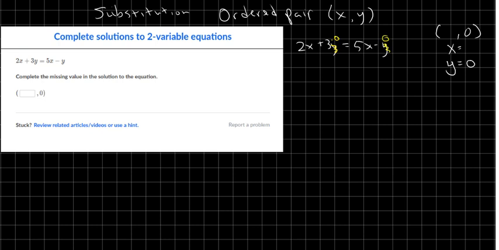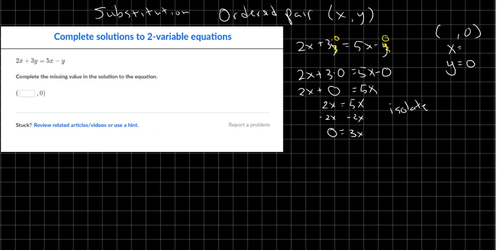Okay, so let me rewrite that. 2x plus 3 times 0 is equal to 5x minus 0. 5x minus 0 is just 5x. Right? 3 times 0 is 0. That means this side is just 2x, and this side is equal to 5x. Well, I'm going to subtract 2x from both sides so I can get x on one side. I want to isolate the x.